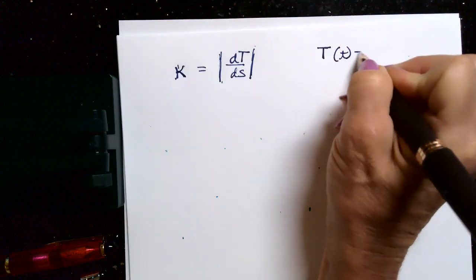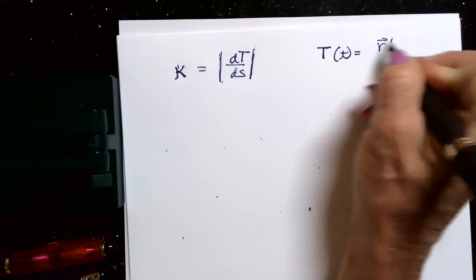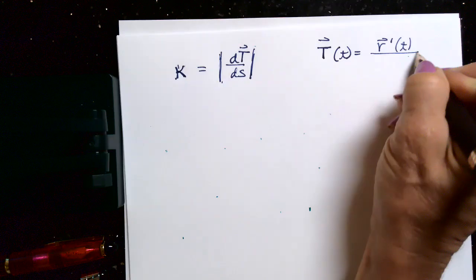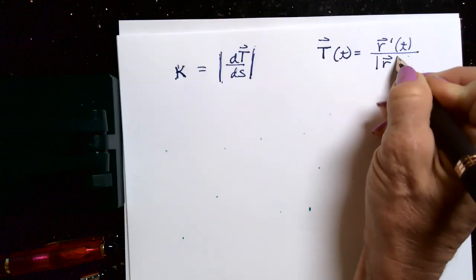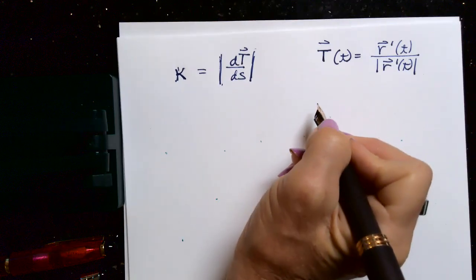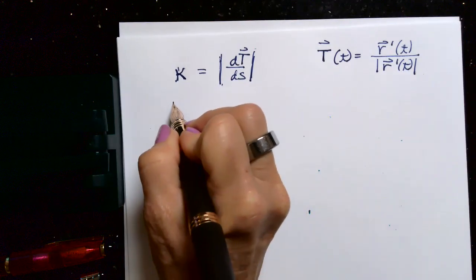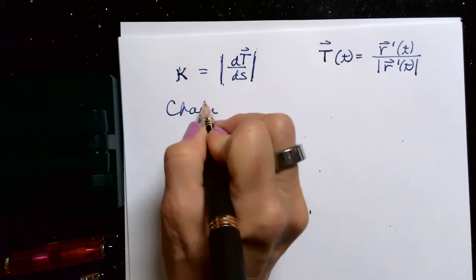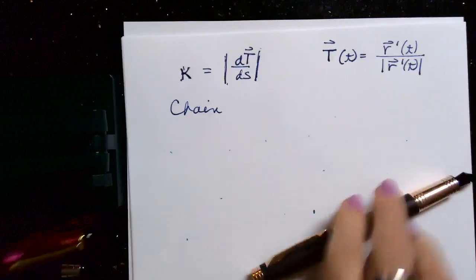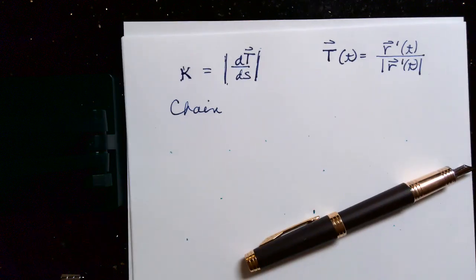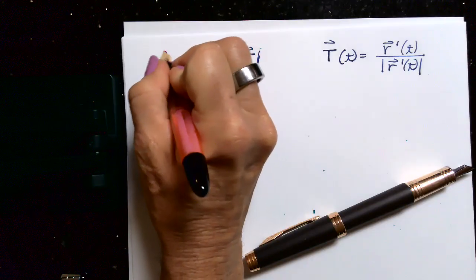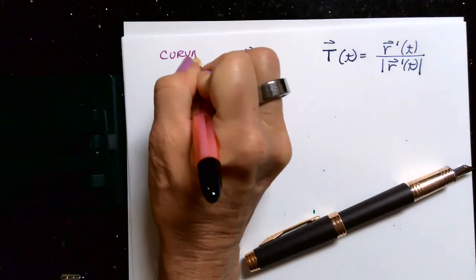And remember what T was in terms of our parameterization variable, little t. So capital T meant the unit tangent vector. And this is a vector, by the way. So this is r prime divided by the length of r prime. Okay, so that's a unit tangent vector. So let's try to find a formula for the curvature in terms of the parameter little t. So this is the definition of the curvature.